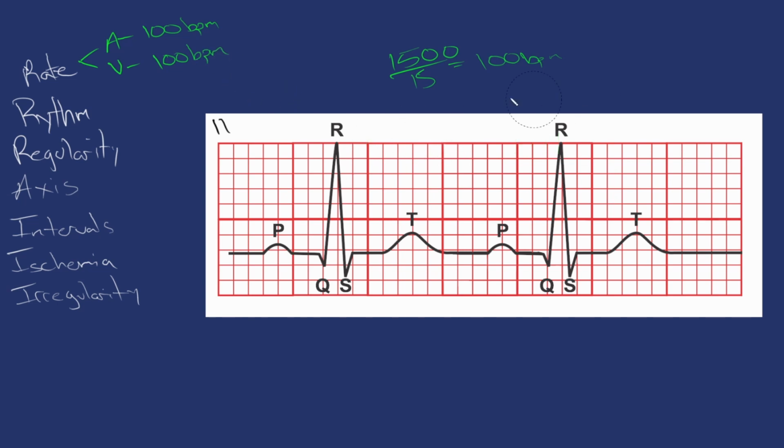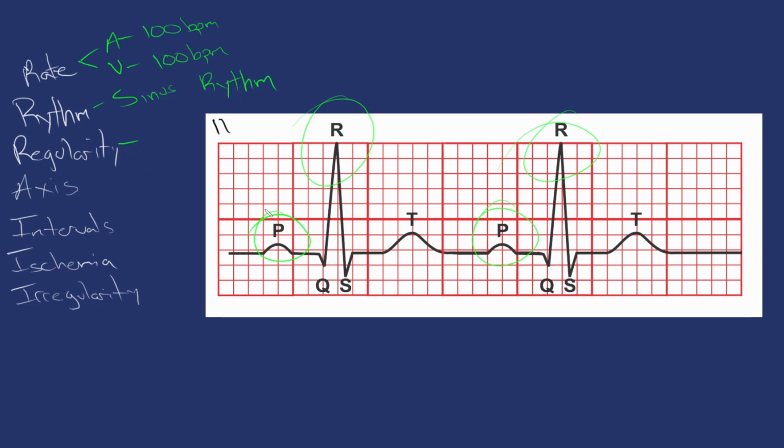Okay. So next thing we look at is our rhythm. Does every QRS have a P? Are these attached together? And the answer to that is yes. So if we look here, we see we have a P, and we have a QRS. We have a P, we have a QRS. And this P is upright in lead 2. Okay, so we can say that this is a sinus rhythm.